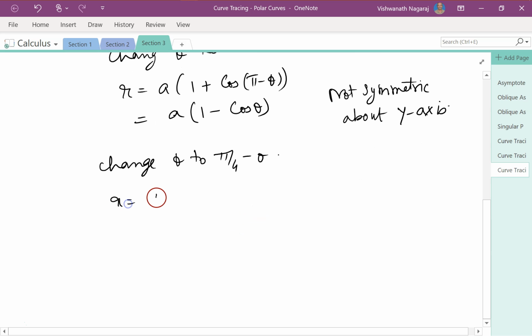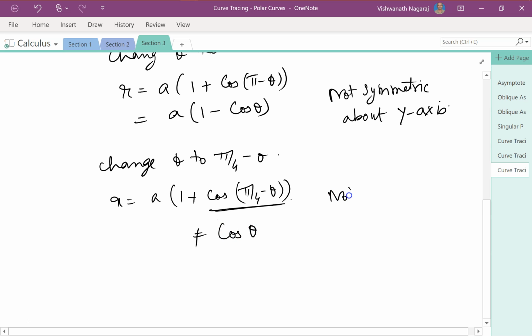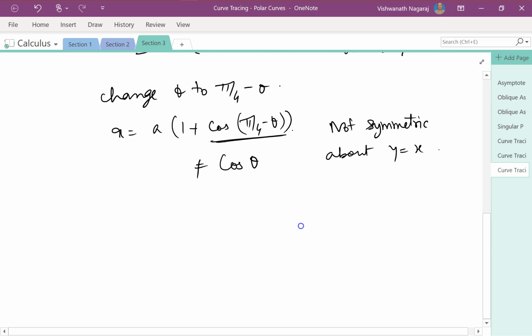Now change theta to pi by 4 minus theta. So r is equal to a times 1 plus cos pi by 4 minus theta. Now again here this cos pi by 4 minus theta is not going to be equal to cos theta. So not symmetric about y equal to x line.